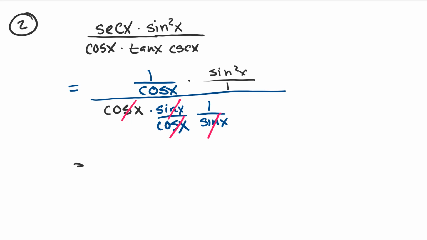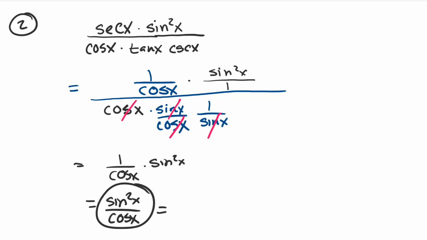So what are we left with? We got our 1 over cosine of x times our sine squared of x from up top, and the bottom's 1. So you get sine squared over cosine of x. Depending upon how you want to write it, I think that's pretty simplified. I like sines and cosines.